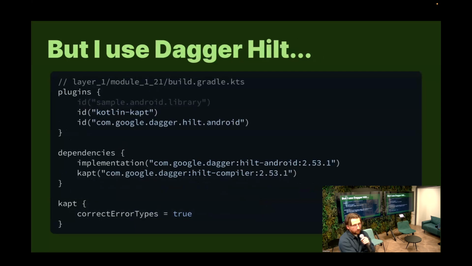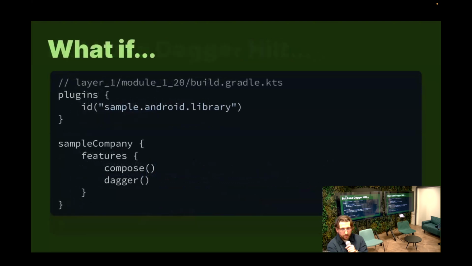Or the same goes with Dagger Hilt. If you use Dagger, I have to add the KAPT plugin everywhere, and I have to add the Hilt plugin everywhere, and this also adds up as build logic. So what if we could provide to our teams and fellow engineers a DSL like this, where we could say sample company, like, let's say Wise, and then they could just say, I don't care about how we set up Compose commonly across our project or how we configure Dagger. I just want to enable Dagger on my project, and I want to use Compose UI on my project.